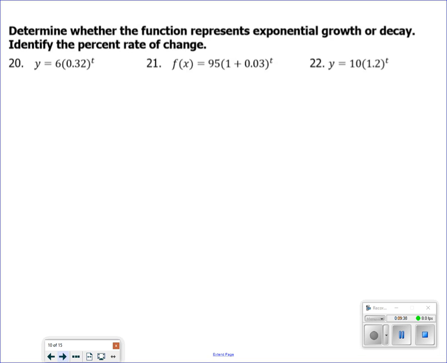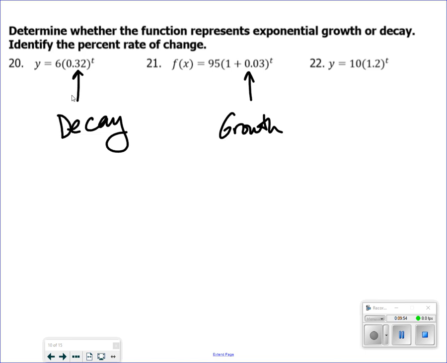Determine whether the function represents growth or decay. Here's what you're looking at. The value that is being raised to the x power. Is that value above 1 or below 1? If it's above 1, you'd put growth. If it's below 1, you would put decay. So again, going through each one of these, the first one is below 1.